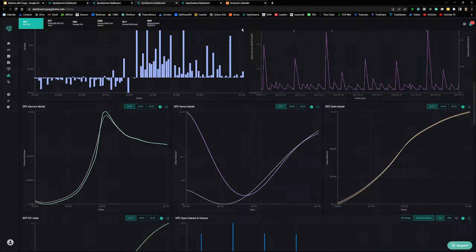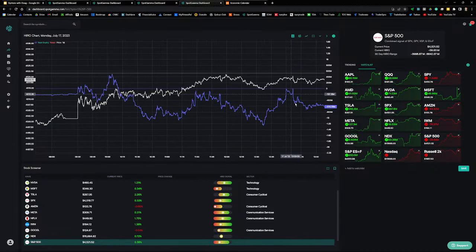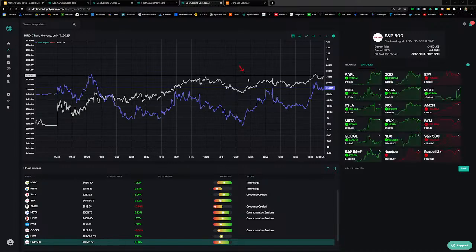So first of all, I want to take a look at the hero signal. This is for the S&P 500. What this chart is showing is price with the white line for SPX, and then the hero signal.